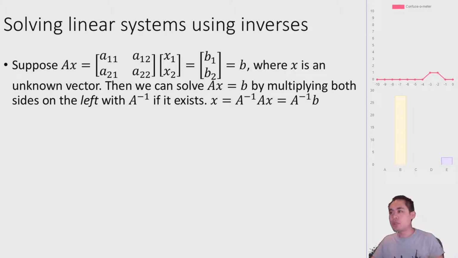But for now, let's see how we can use these. We can solve a linear system by just multiplying by the inverse, if it exists. The reason for that is that inverses undo the operation of multiplying.